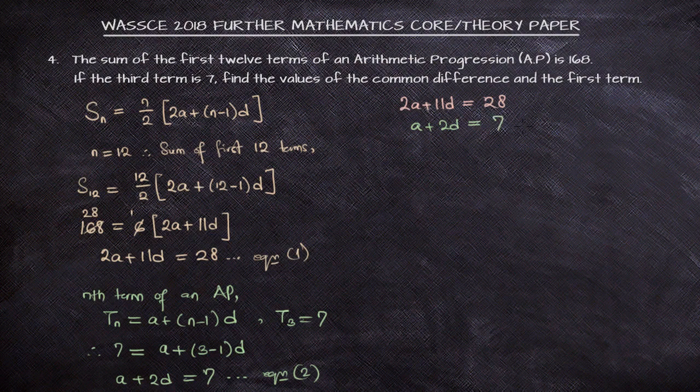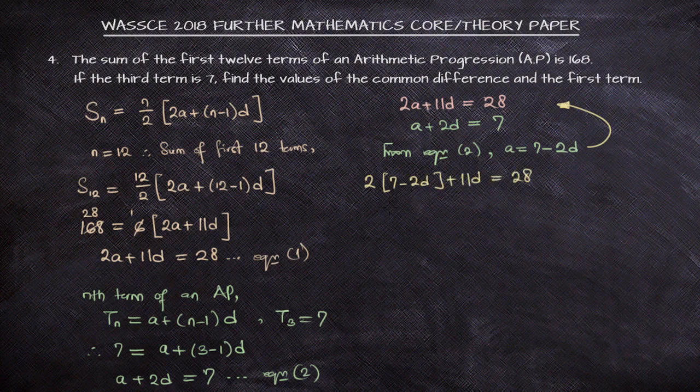Now, from equation 2, we can express a in terms of d, so that we can use that expression in the first equation. From equation 2, a is equal to 7 minus 2d. If we use this in the first equation and substitute for a, we are going to have 2 into 7 minus 2d plus 11d is equal to 28.